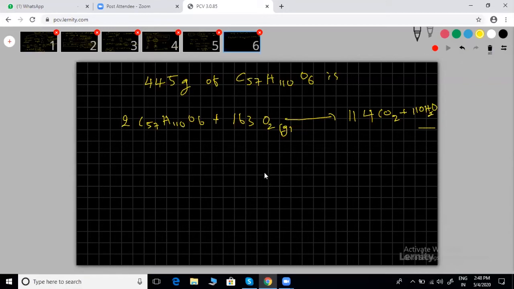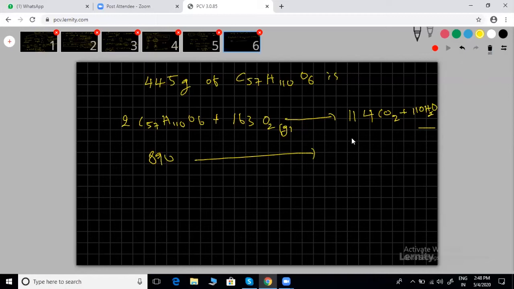Done? I think so. You can calculate what is the weight of this compound. We are getting total weight, 890. This total weight is 890 grams.